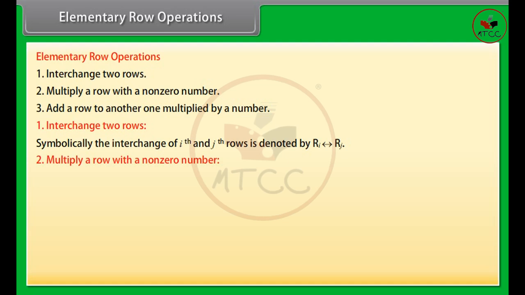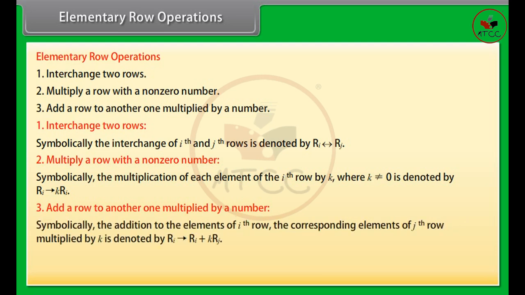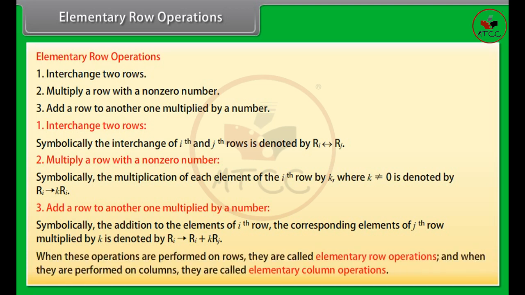Multiply a row with a non-zero number. Symbolically, the multiplication of each element of the ith row by k, where k is not equal to 0, is denoted as given. Add a row to another one multiplied by a number. Symbolically, the addition to the elements of the ith row, the corresponding elements of the jth row multiplied by k, is denoted as given. When these operations are performed on rows, they are called elementary row operations, and when they are performed on columns, they are called elementary column operations.